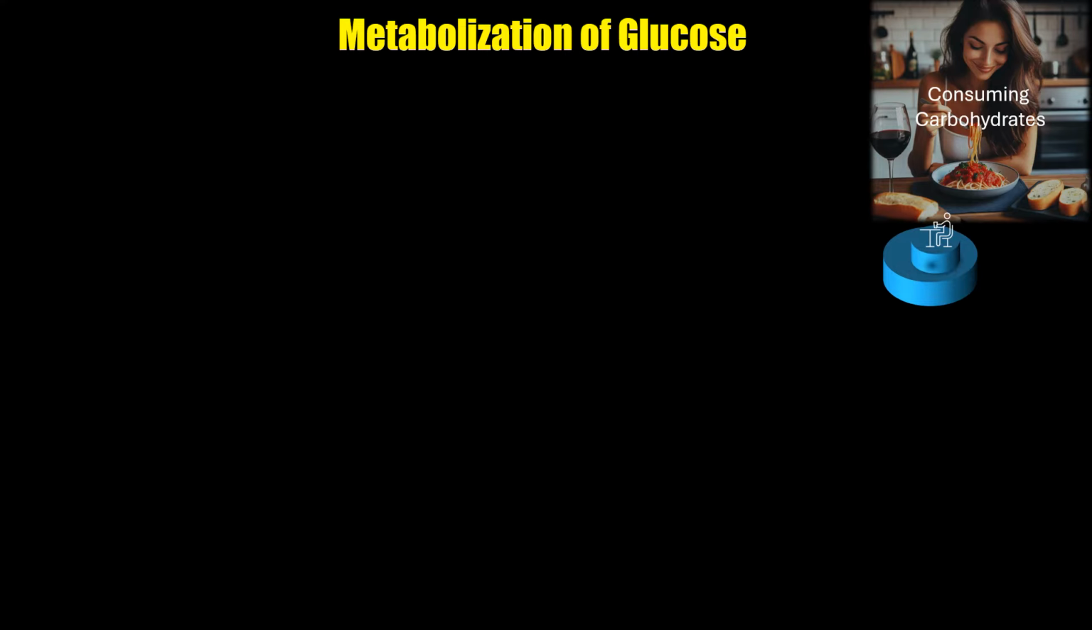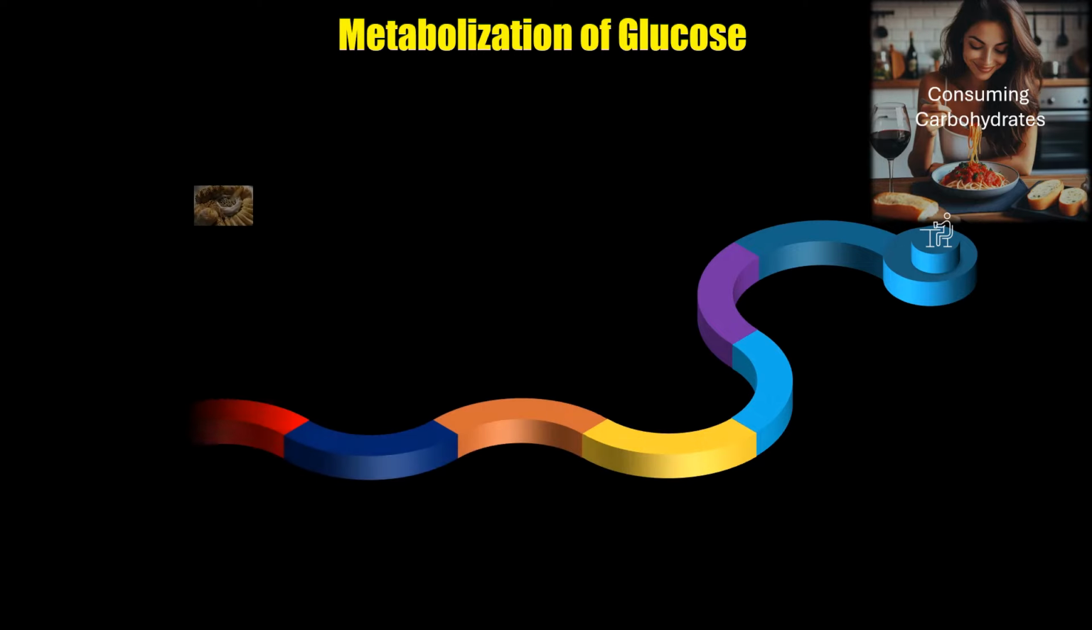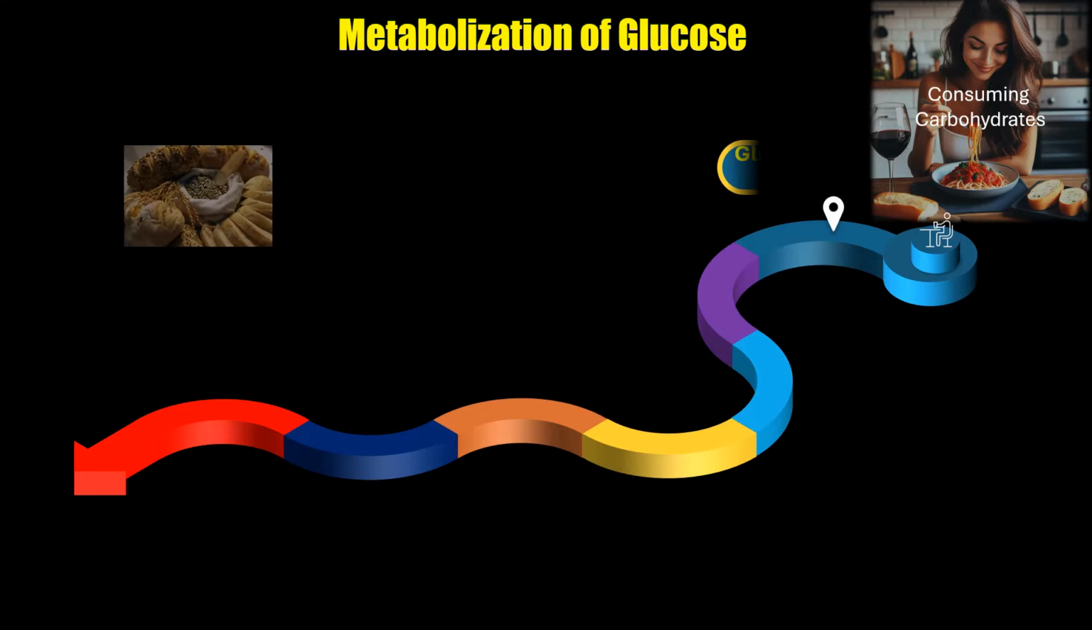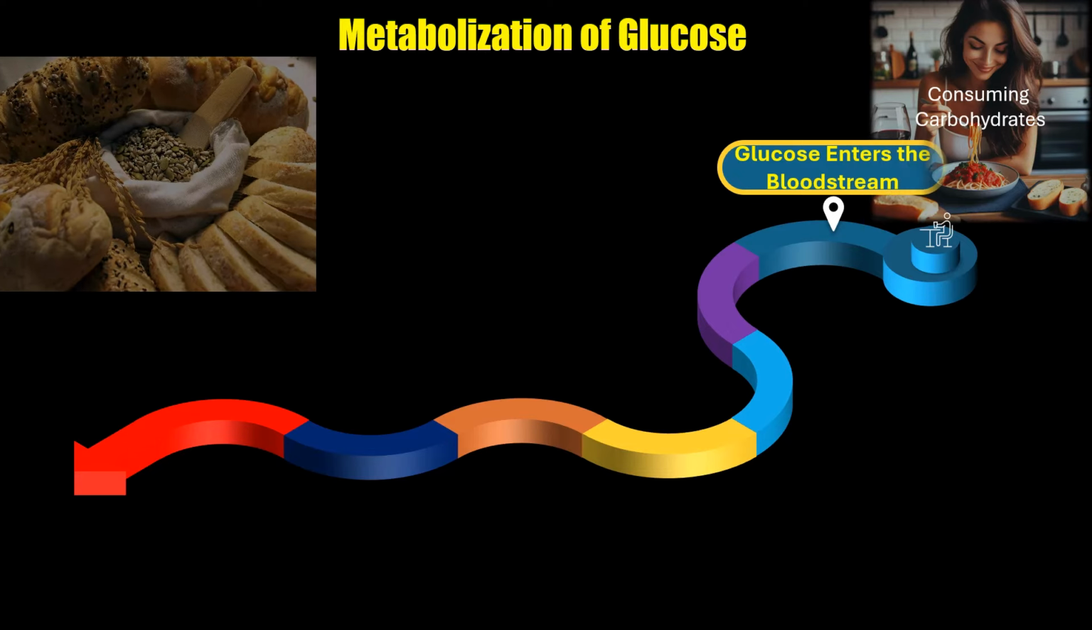So, as soon as one consumes carbohydrates, that could be bread, potatoes, sugary drinks, etc., these carbohydrates are broken down into glucose and fructose. The glucose enters the bloodstream, causing blood glucose levels to rise. Fructose is metabolized in a different pathway and will be discussed a bit later on. So the rise in blood glucose levels signals the beta cells of the pancreas to release insulin into the bloodstream.